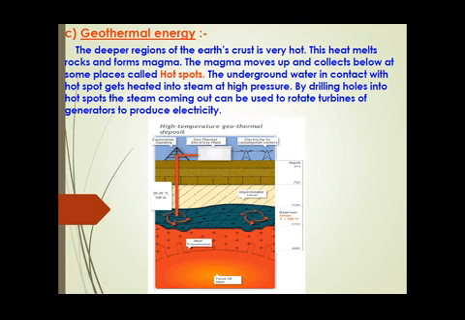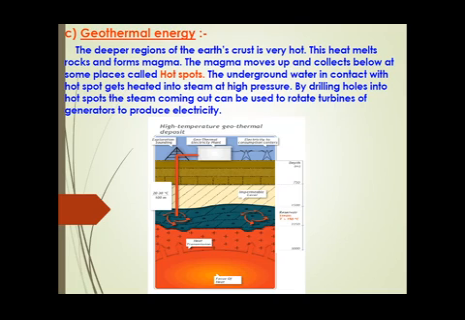Next is the geothermal energy. So let us read about it. What does geothermal energy mean? The deeper regions of the earth's crust are very hot. This we all know, that as we move down in the earth's crust, it becomes hotter and hotter, and this heat melts the rocks and forms magma. The magma then moves up and collects below at some places known as hot spots.